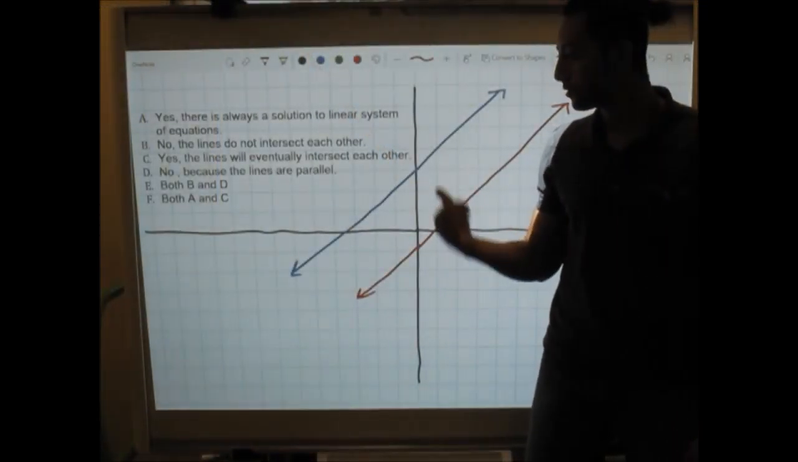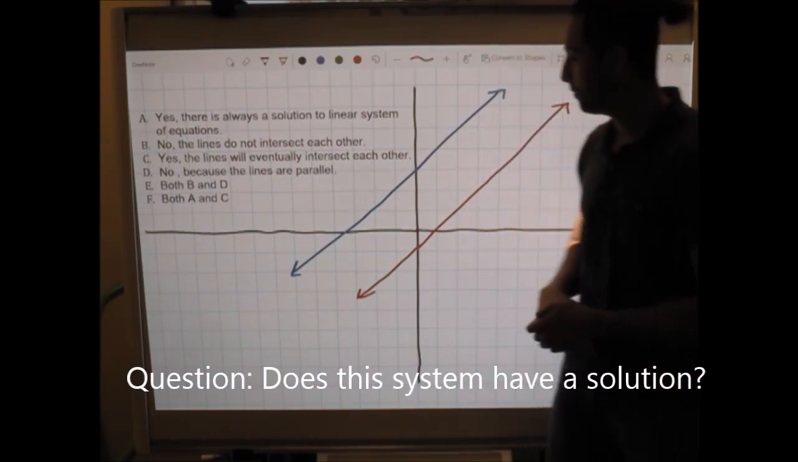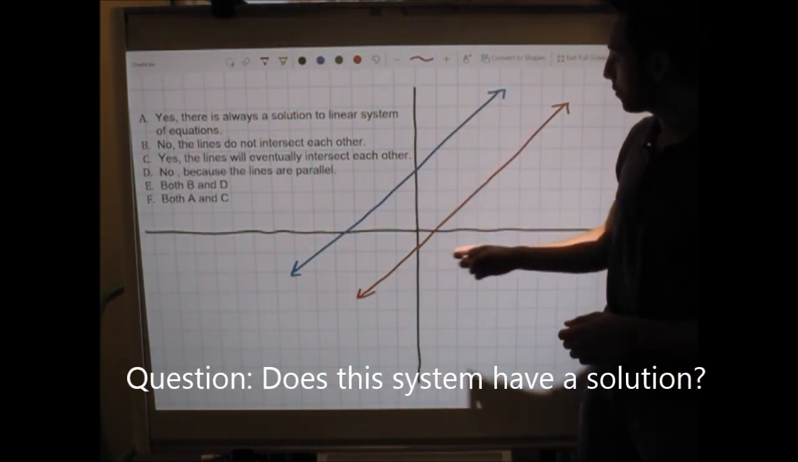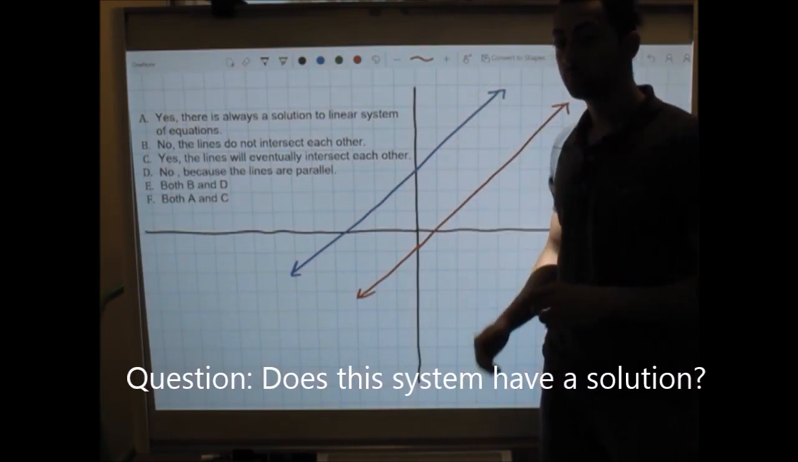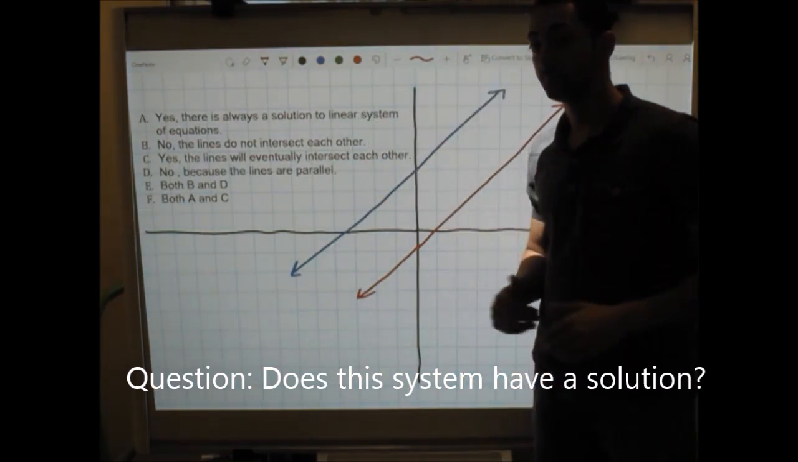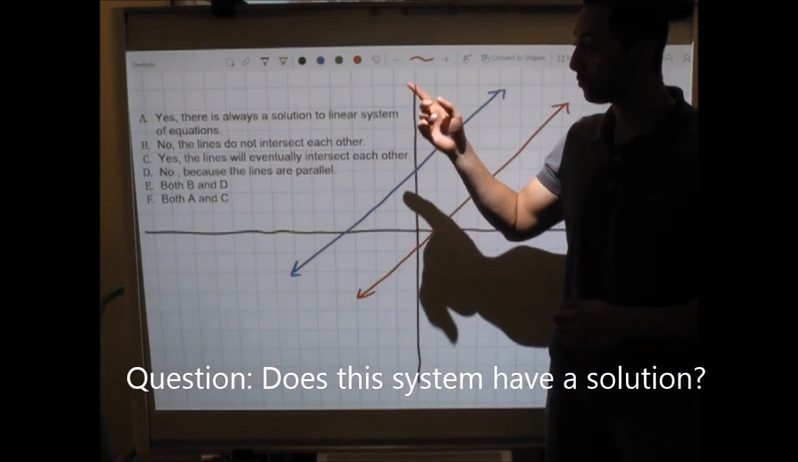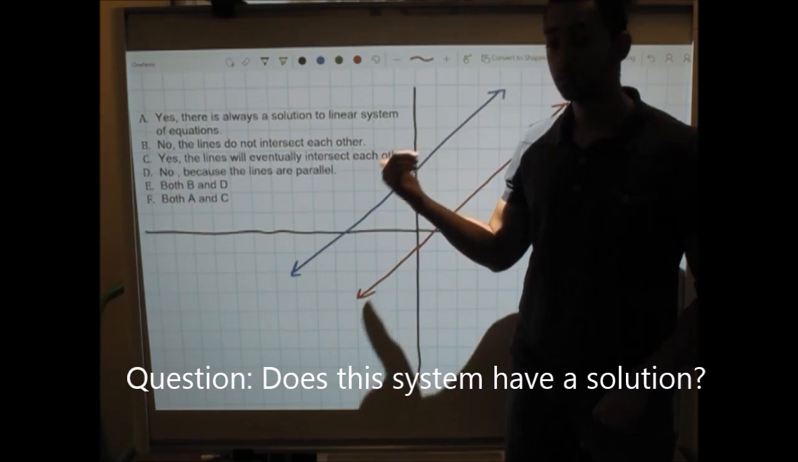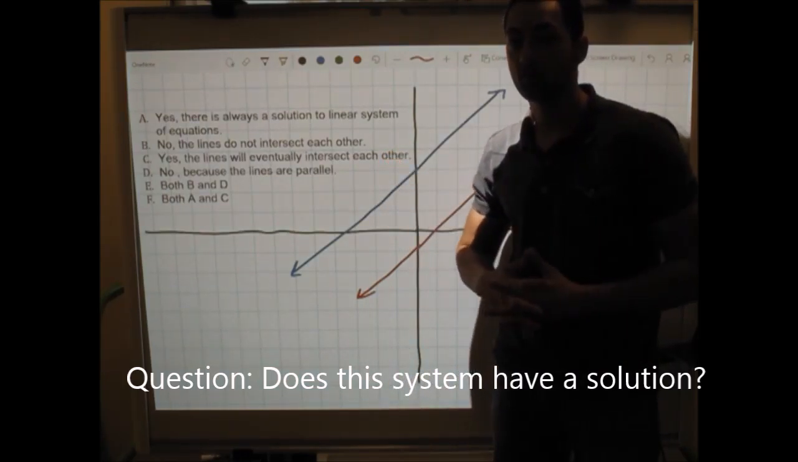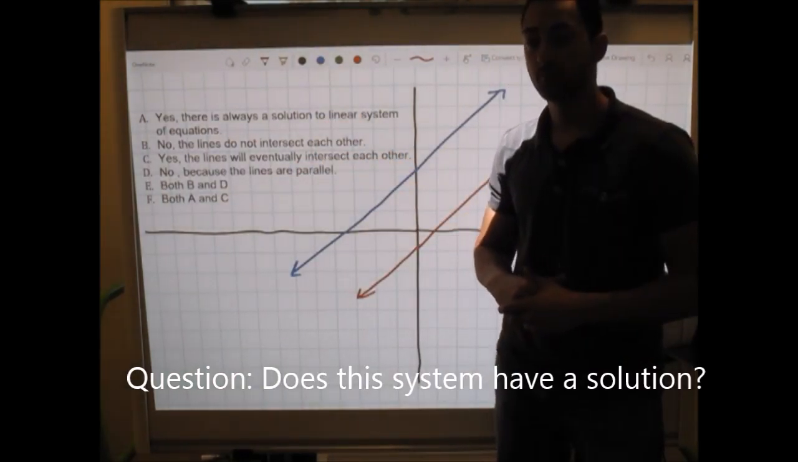Okay, so let's go ahead and look at this example here. We have a line drawn in blue and another line drawn in red. And I just want to point out that these lines are parallel, meaning that they have the same slope. So let's go ahead and look at the multiple choice and see if we can narrow it down to one answer. And I suggest you guys go ahead and maybe pause the video and just briefly look over the multiple choice before I go over it.